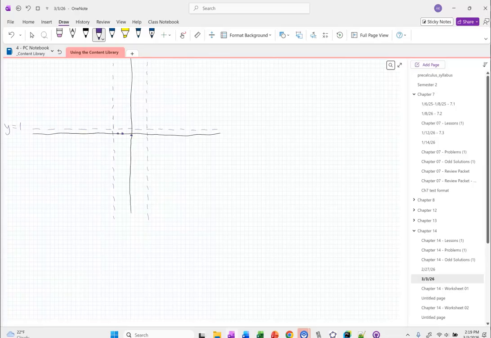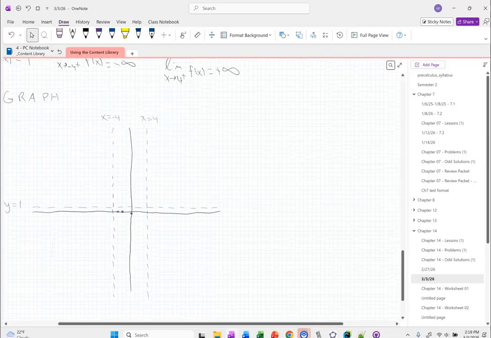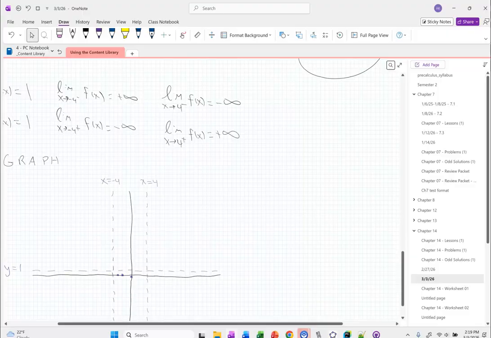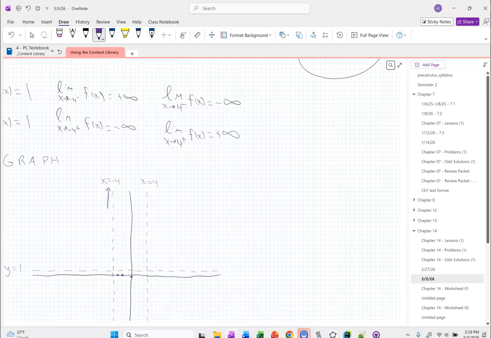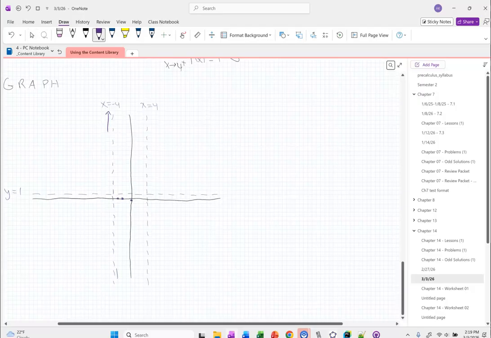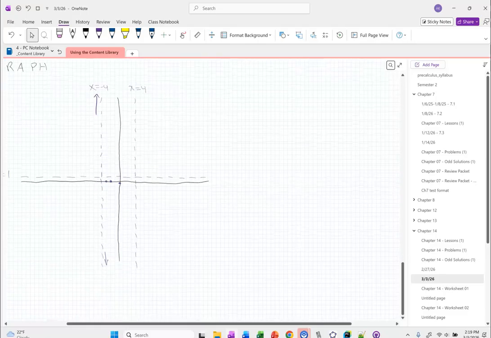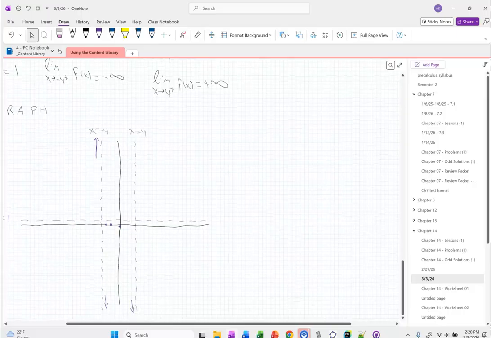I'm going to draw in my end behaviors now. I start with my asymptotes. The left side of -4 is positive infinity. The right side of -4 is negative infinity. The left side of -4 is negative infinity. And the right side of -4 is positive infinity.